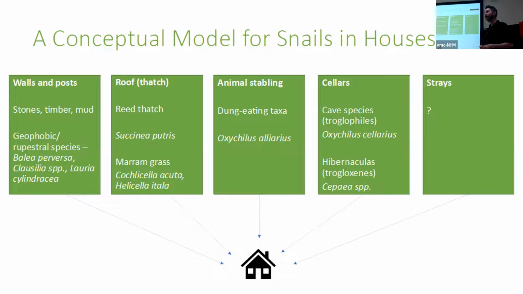Turton and others did write about snails in houses, and we think about our cellar slugs, or Oxychilus cellarius. We may have species that enter to hibernate as well, like the sapirs. And then strays, which are anyone's guess, really. There could be all kinds of reasons why those shells might be there.